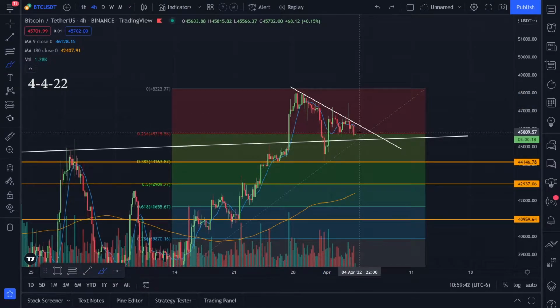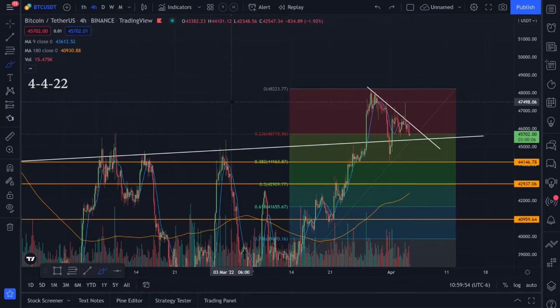We're on the 4-hour time frame. What I want to see us do is break above it and close the candle above this trend line. After that, I want to see the next candle get a green candle and continue to head up. There's a couple different targets I'm looking at going to the upside.